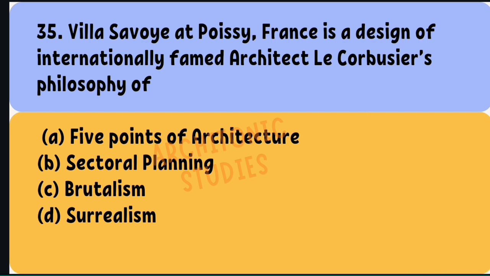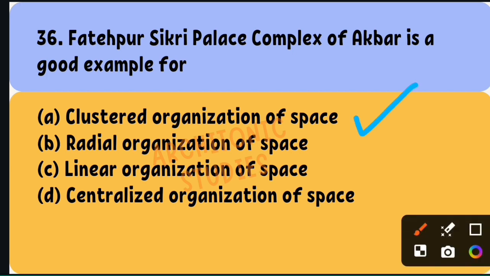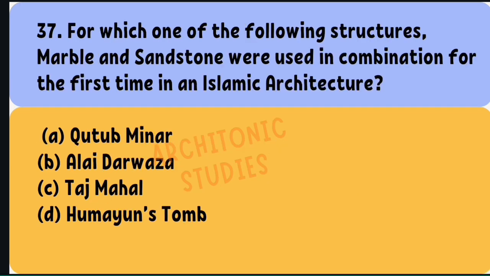5 points of architecture. Next, the Fatehpur Sikri palace complex of Akbar is a good example of cluster organization of space, radial organization of space, linear organization of space, centralized organization of space. And the answer is A, cluster organization of space. Next question. For which one of the following structures were marble and sandstone used in combination for the first time in Islamic architecture? Qutub Minar, Alai Darwaza, Taj Mahal and Humayun's tomb. And the answer is B.